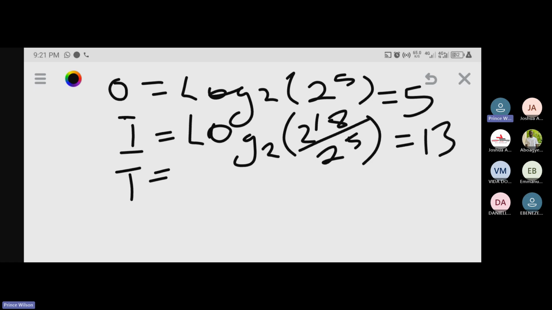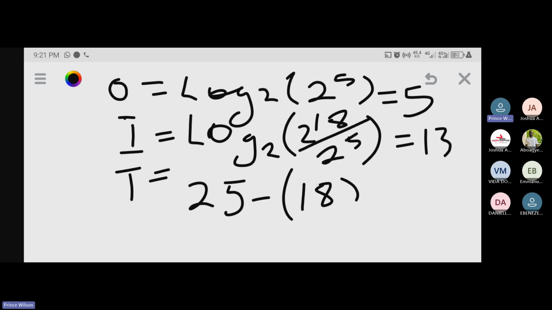Then the tag becomes the total space that was available from the start. That was 2 to the power 25. We log that to get 25, and then we subtract the sum of these two. That's 5 plus 13, that's 18. And 25 minus 18 indeed gives us 7.